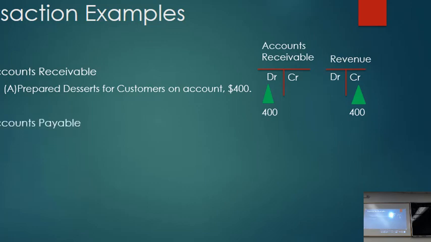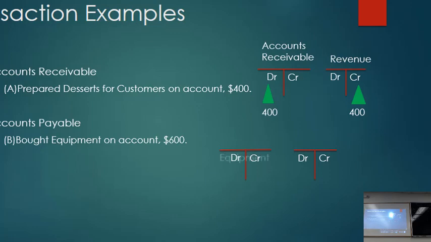Go ahead and go to the next one. Now, accounts payable will usually show a very vague statement that says bought equipment on account for whatever amount that you have. So when you buy equipment on account, what are the two accounts that you think of? Yes, accounts payable is one, and the other one would be a debit or credit. And the equipment would be the other one, right? Which would be your debit.